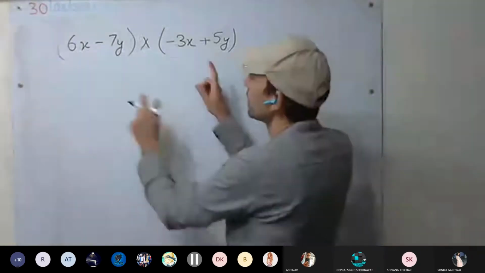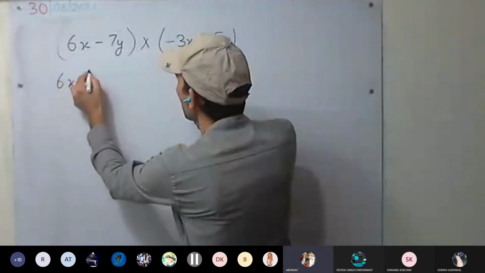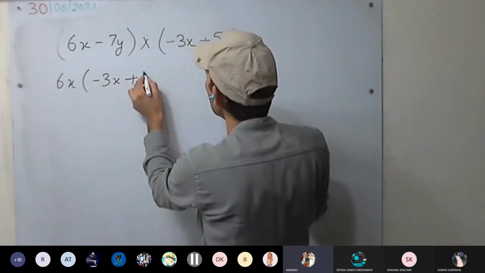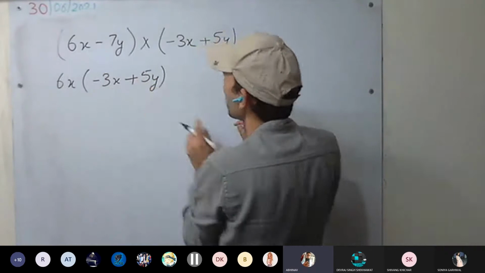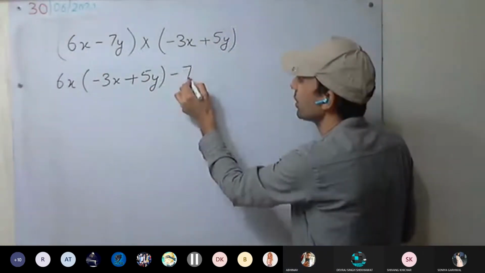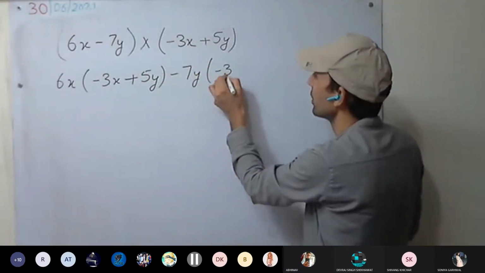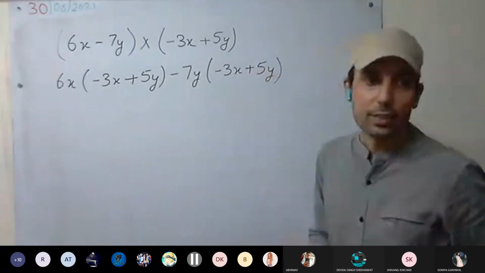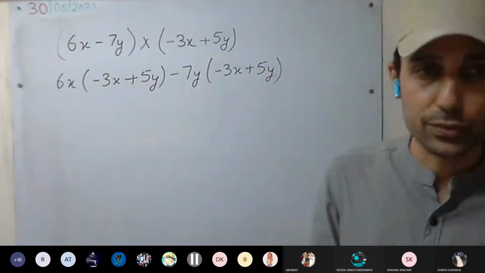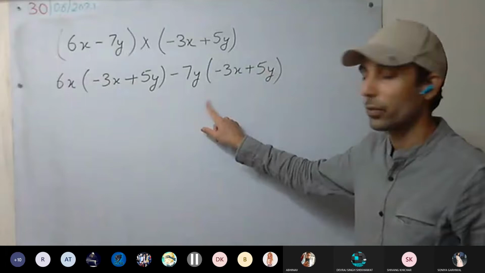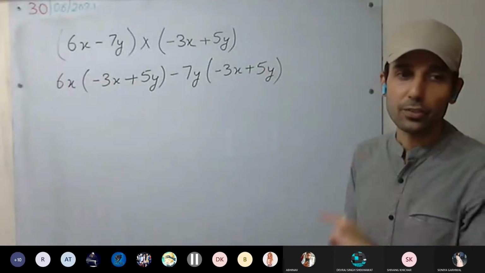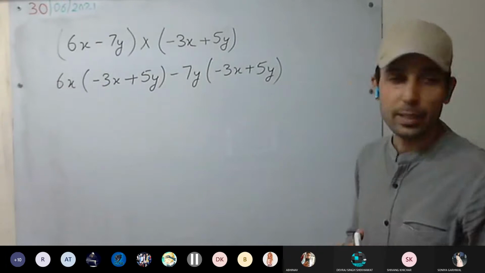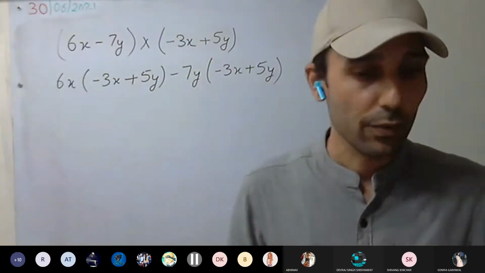6x into minus 3x plus 5y. Everyone keep solving in your notebook. Keep solving, find the answer, and then check with mine. Whether my answer is wrong or yours is wrong, we have to correct that. So keep solving them.